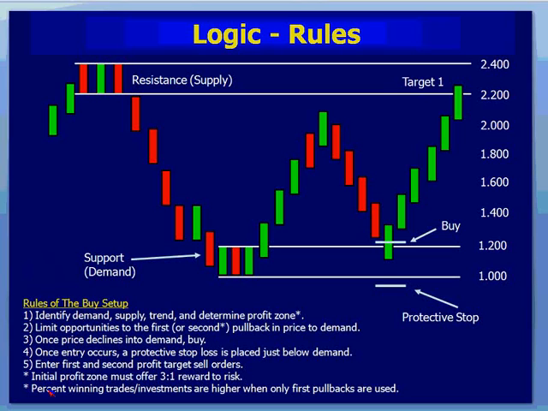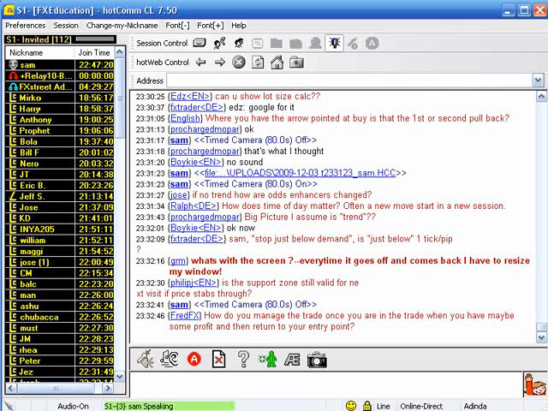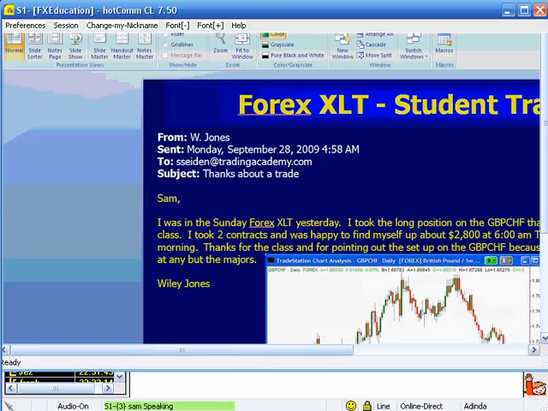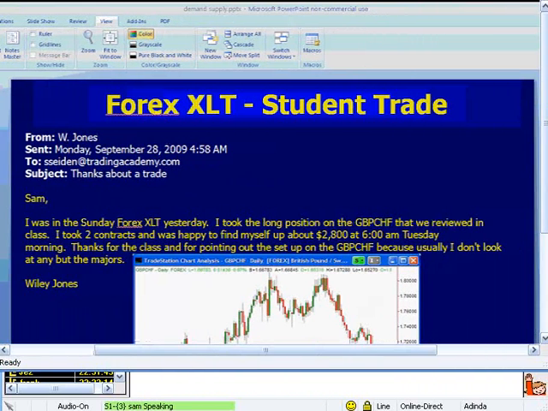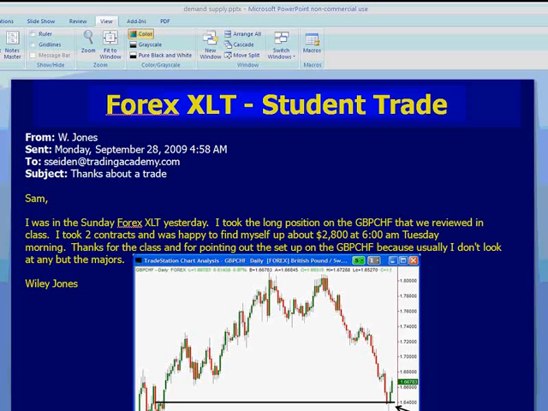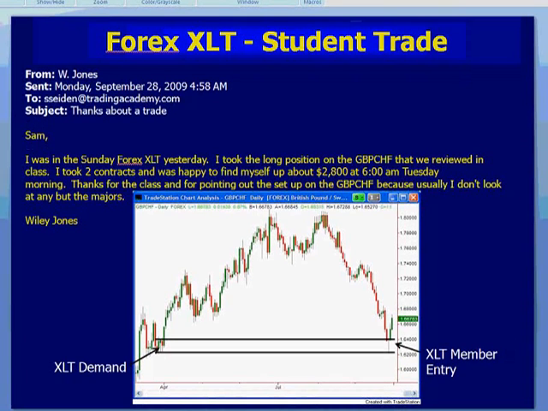And let me just show you an example of one of the students in our trading room, in our XLT program. I just had this laying around, so I thought I'd share it with you. He says, I was in the Sunday Forex XLT yesterday. I took the long position on pound Swiss that we reviewed in class. I took 2 contracts. I happened to find myself up $2,800, 6 a.m. Tuesday morning. Thanks for the great class and pointing out the pound Swiss. I was leading that session.